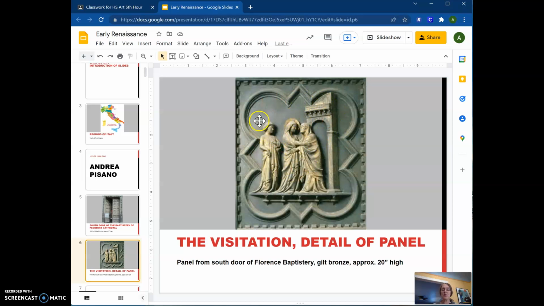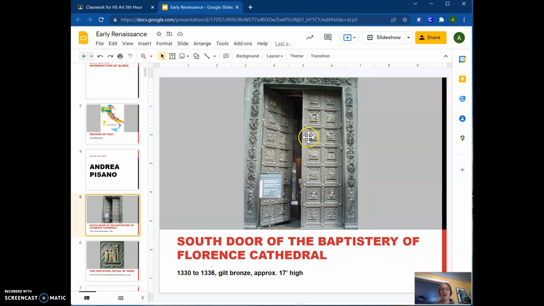So inside of these quatrefoil designs is an image. And again, there's 14 on each door, and the theme is the life of John the Baptist. So we have 28 panels that run across both doors from left to right. And it starts with basically the birth, the ministry, and the death.